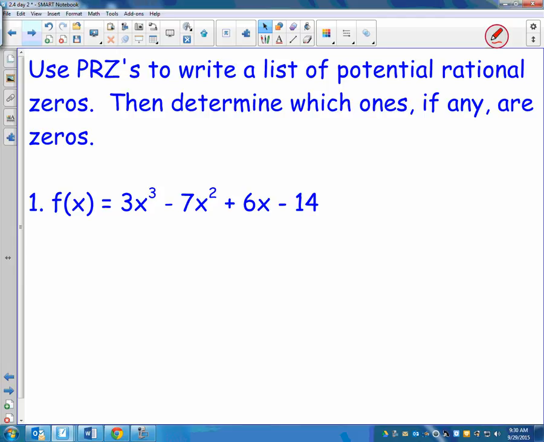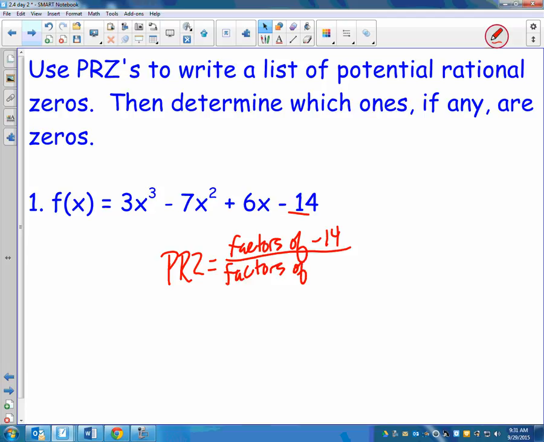It says, use PRZs to write a list of potential rational zeros, what I call possible rational zeros. Then determine which ones, if any, are zeros. So, step 1. We're going to write it out a lot on this one. We're going to take factors of the constant, so factors of negative 14, divided by factors of the leading term, which is the one with the highest exponent, usually first, factors of 3. And then you have to work out all the possibilities.